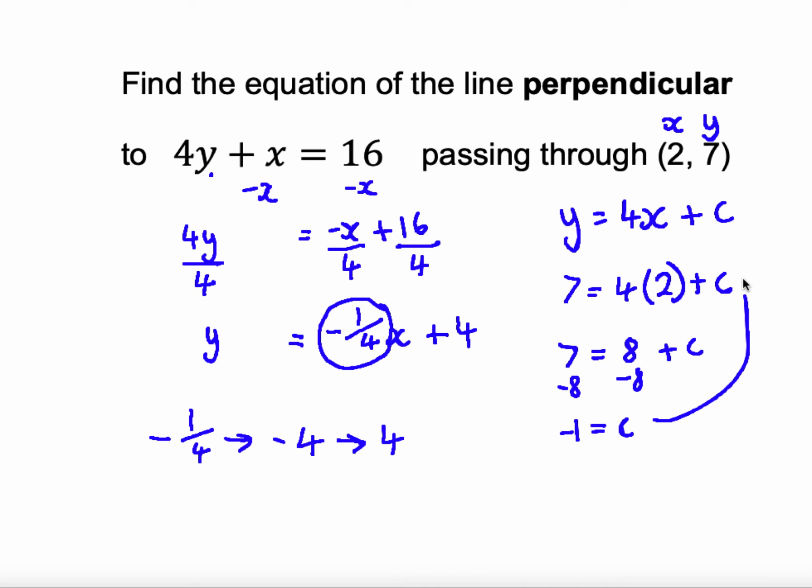If c is negative 1, then I can punch this into here at the top. So I get y equals 4x, subtract 1. I can tell this is right by looking at it again. 4 lots of x, 4 lots of 2 is 8, subtract 1 gets me 7. I know it's right.